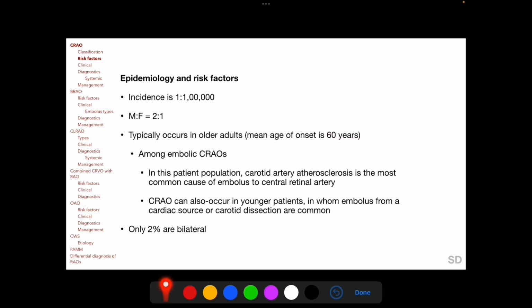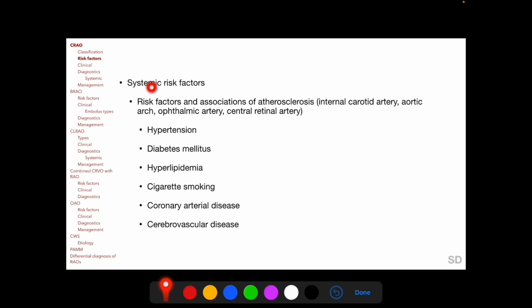But as we have mentioned, embolic CRAO in younger patients usually arises from a cardiac source or a carotid dissection. Among the systemic risk factors and associations, atherosclerosis, either in the internal carotid artery, the aortic arch, the ophthalmic artery, or the central retinal artery, is common, either causing in situ thrombosis within the central retinal artery or an embolus from an atheromatous plaque from any of these arteries. These risk factors include hypertension, diabetes mellitus, hyperlipidemia, cigarette smoking, coronary artery disease, and cerebrovascular disease.